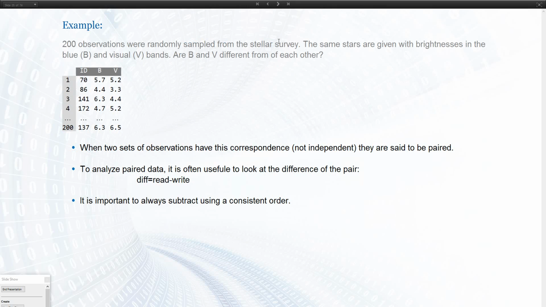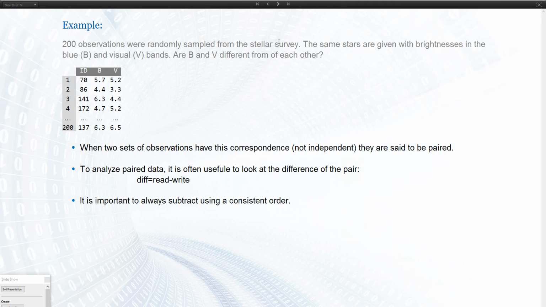Let's say you have a stellar survey, some catalog of stars, and for these stars, they give the positions, of course, and they give brightnesses in the B and in the V band. So you have a table with stellar names or catalog numbers, B and V. If you have such a set of observations, you call this paired.